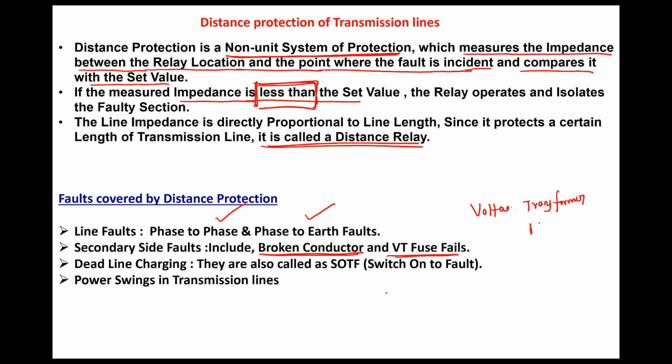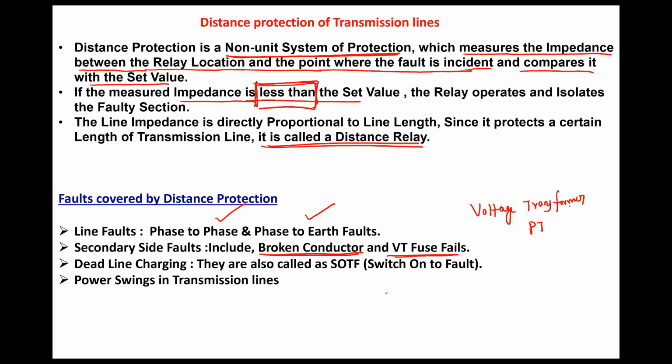So if the system is healthy, but the fuse of one of the PTs has failed, then what will happen? Your relay will assume that one of the voltage conductors is broken, because it is not able to sense that voltage. Because of the fuse failure of the potential transformer, it thinks that there is no voltage in one of the conductors. So that will also lead to tripping.